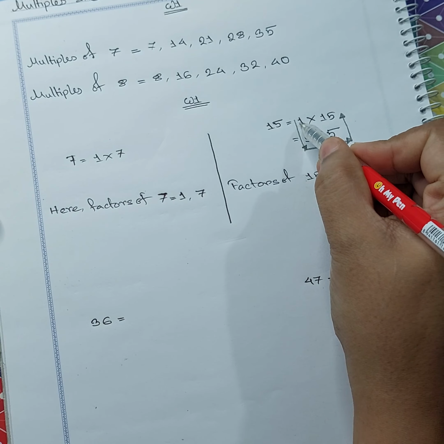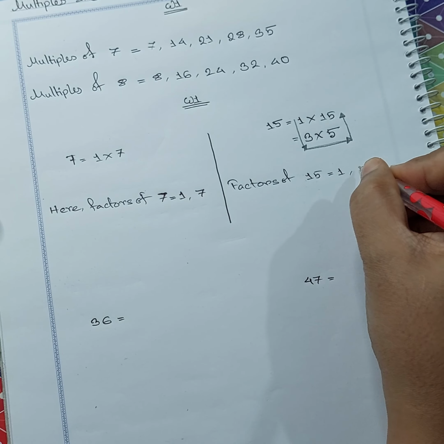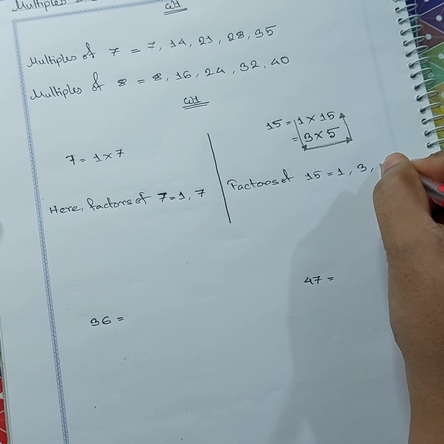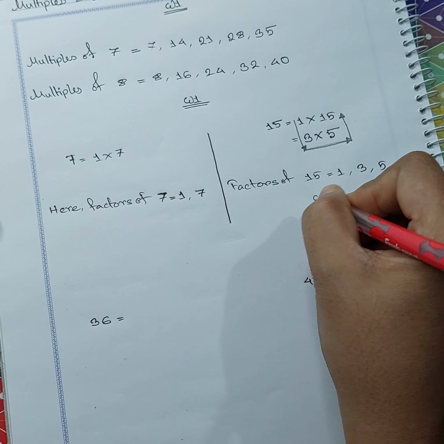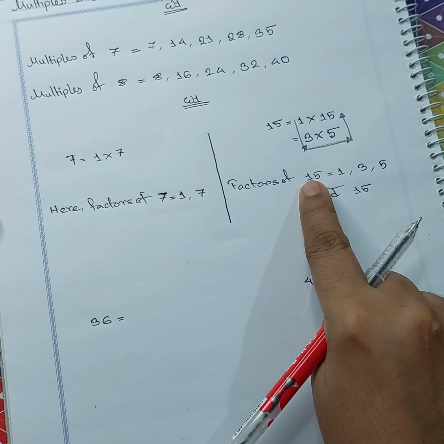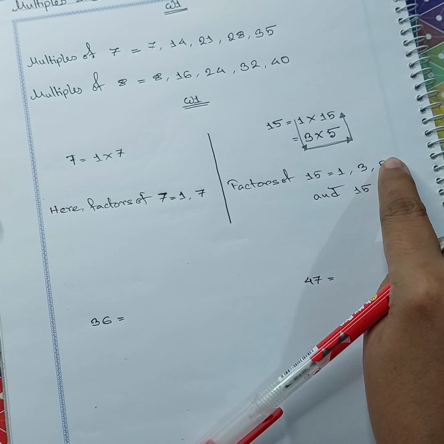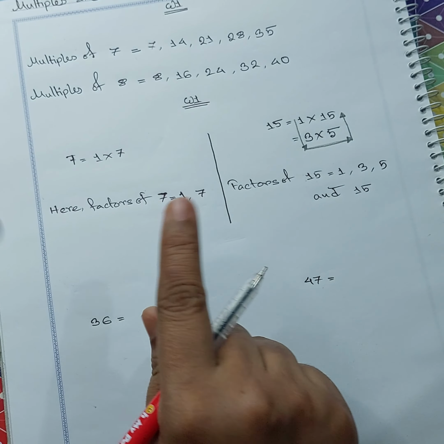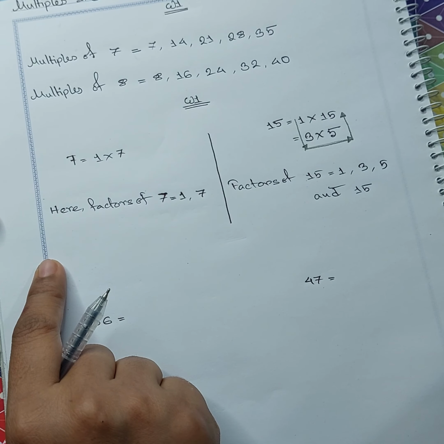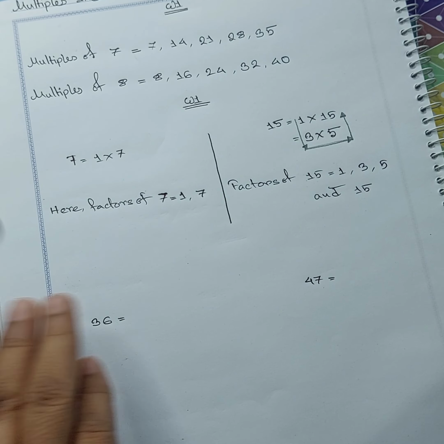That means we are writing from 1, 3, coming down like, then the right side, 5, and 15 itself. So 15 has how many factors? 1, 2, 3, 4. 4 factors, and 7 is having only 2 factors.